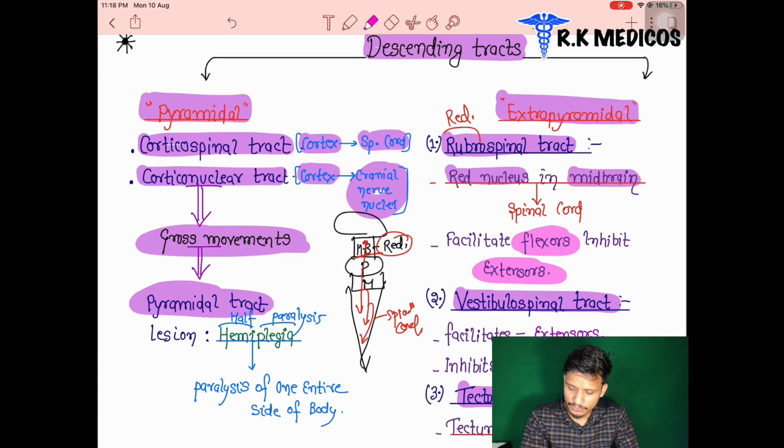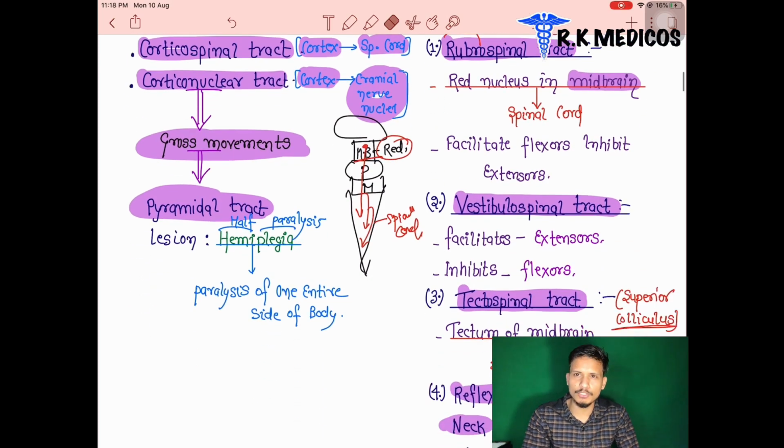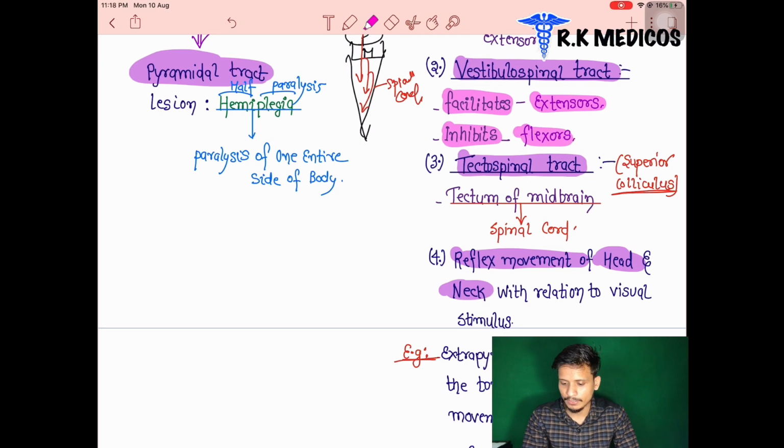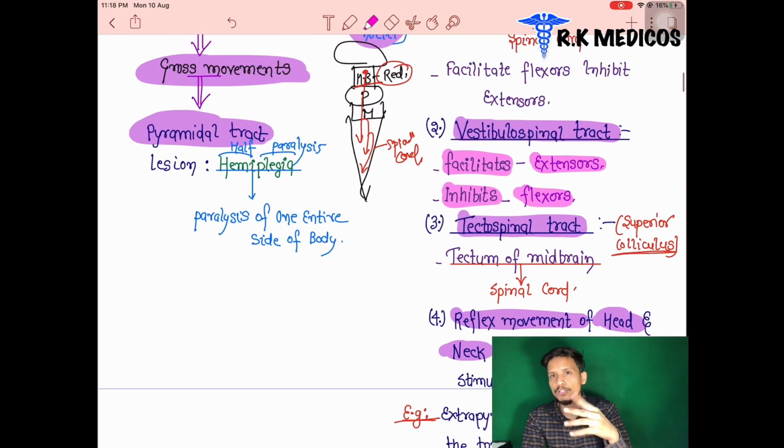Now we are going to see the next tract. We can see the vestibulospinal tract. The vestibulospinal tract basically starts from the vestibulocochlear nuclei, which are located in our ear. They start from the ear and go to the spinal cord. It means they also regulate the flexor and extensor activity. What are they going to facilitate? They facilitate the extensors and inhibit the flexors. We can say they inhibit the flexors, and the rubrospinal tract facilitates the flexors. They are opposite to each other in function.